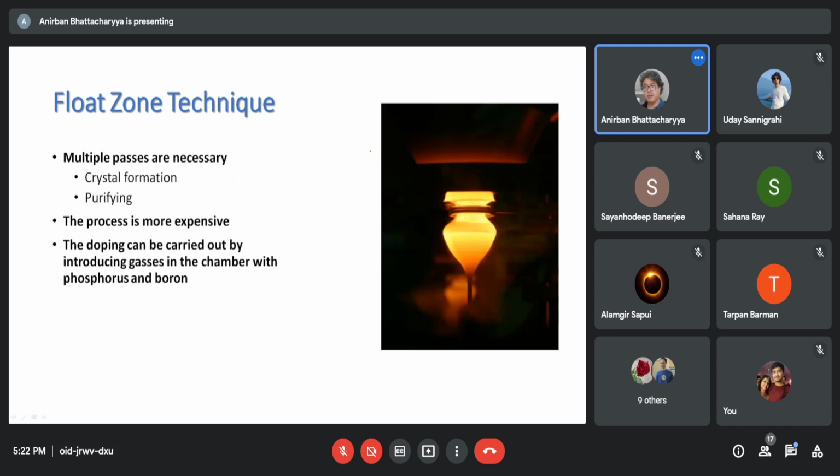Okay. So this is what it looks like. The whole thing is like molten and everything. Now you can also dope during the float zone process by introducing gases in the chamber with phosphorus and boron. Okay.